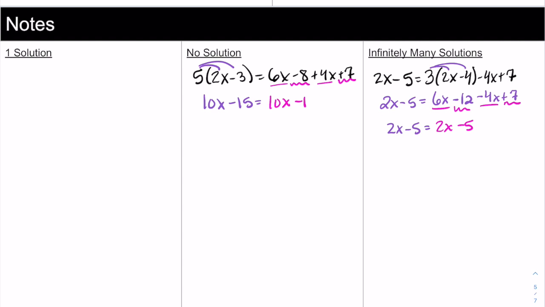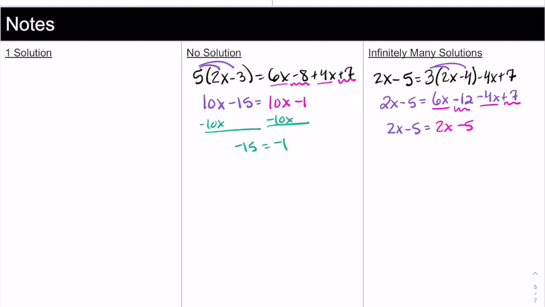Today we ran into a couple of equations that were different. So the first equation, we distributed on the left-hand side, we got 10x minus 15. On the right-hand side, we combined like terms, we got 10x minus 1. Some people thought, okay, I've got an x on both sides, so I'm going to subtract 10x from both sides. And when we did that, we were left with negative 15 equals negative 1. So our variables are completely gone. We don't even have any variables.